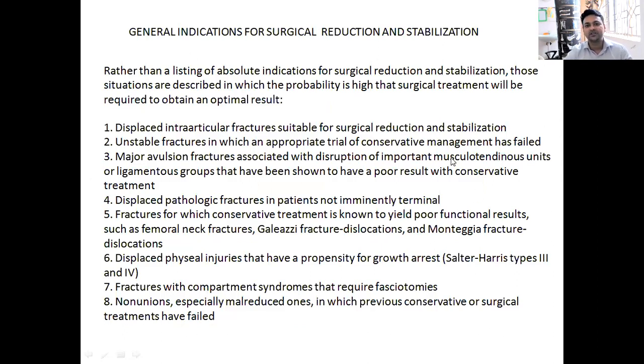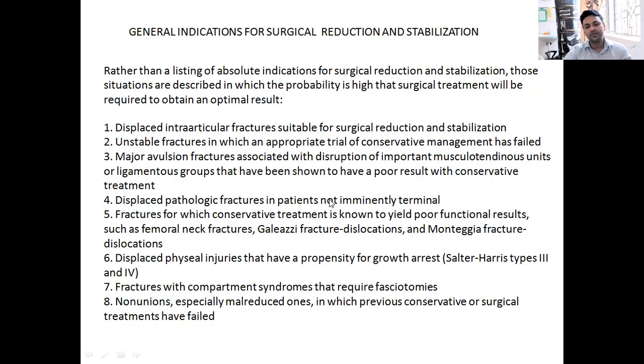General indications for surgical reduction and stabilization. Rather than listing the absolute indications for surgical reduction and stabilization, those situations are described in which the probability of a poor result is high and surgical treatment will be required to obtain the optimal result. Displaced intra-articular fractures are suitable for surgical reduction and stabilization. Unstable fractures in which an appropriate trial of conservative management has failed. Major avulsion fractures associated with disruption of important muscular tendinous units or ligamentous groups that have been shown to have poor results with conservative treatment.